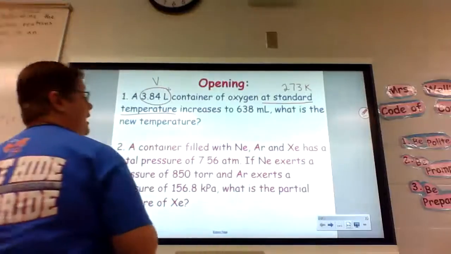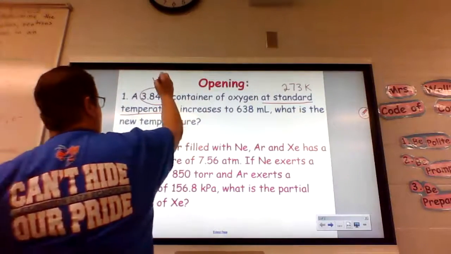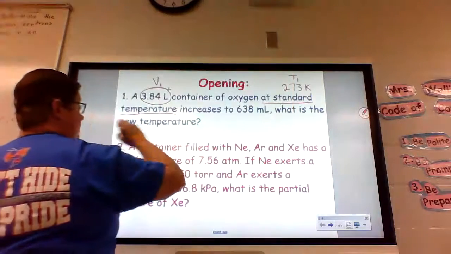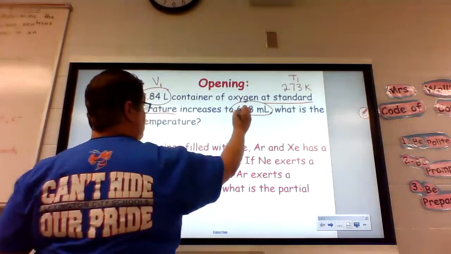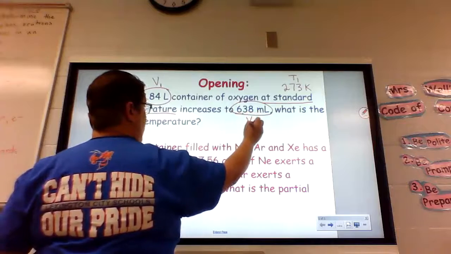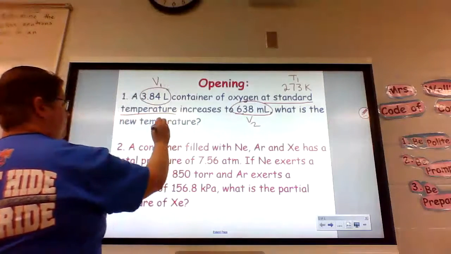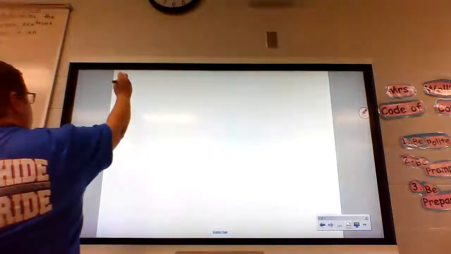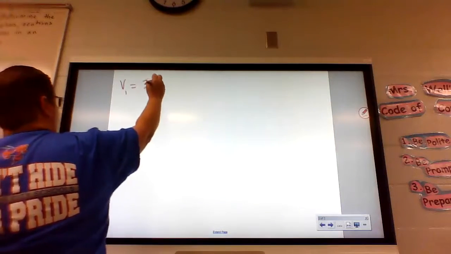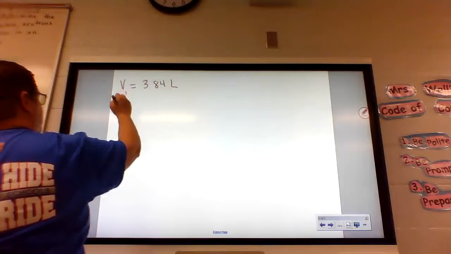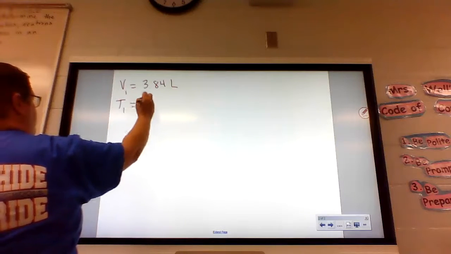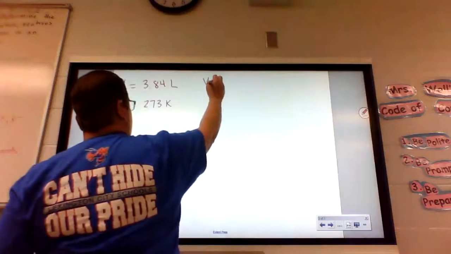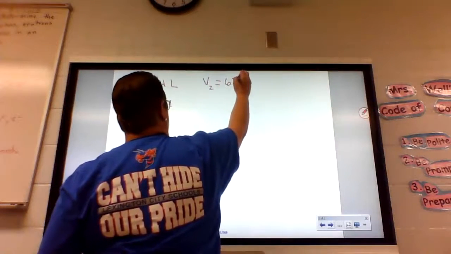The temperature, and I'm telling you it's 273. So we're going to make this V1, and we're going to make that T1. All right? And what is this? That's a volume. We're going to make it V2, and we're looking for T2. Okay? So V1 is 3.84 liters. T1 is 273 kelvins. V2 was 638 milliliters.